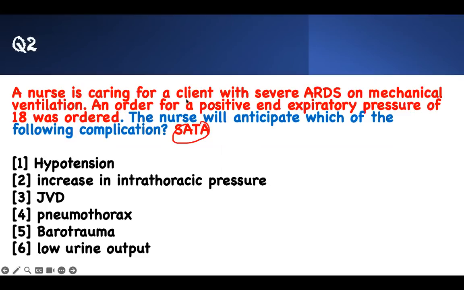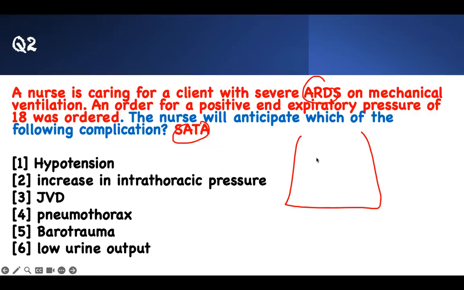A nurse is caring for a client with ARDS on a mechanical ventilator. An order for positive end-expiratory pressure of 18 was ordered. Pressure is given at the end of expiration to keep the alveoli open. The nurse will anticipate which of the following complications?